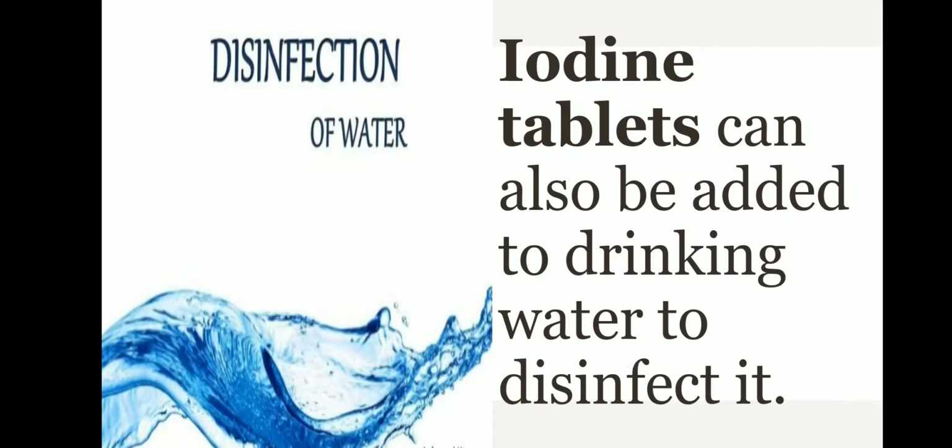Along with chlorination, iodine is also used to purify water, but there is some limitation with iodine. Iodine tablets can also be added to drinking water to disinfect it. Germs like viruses and bacteria are killed, but parasites are not killed by iodine. But still, iodine is a disinfectant for water, making water fit for drinking.